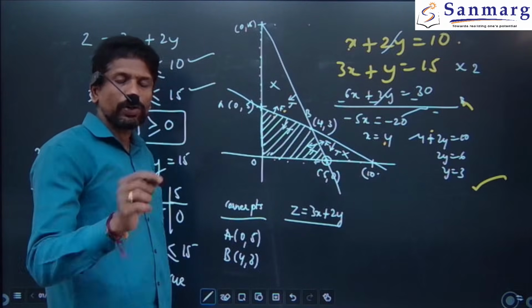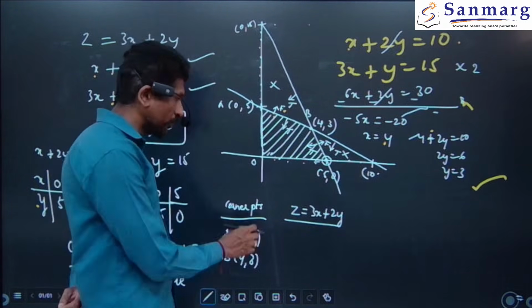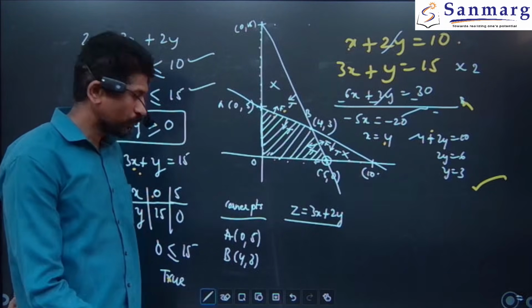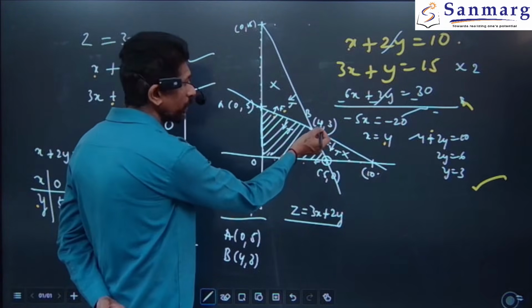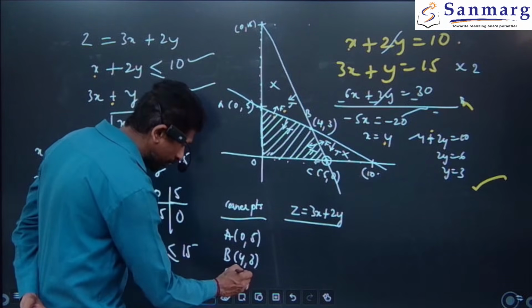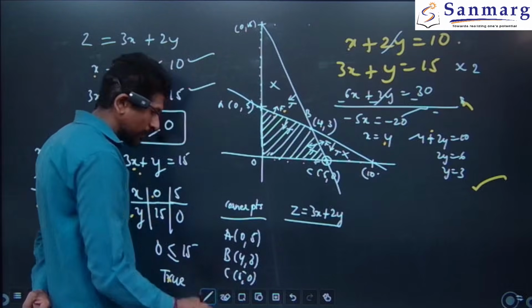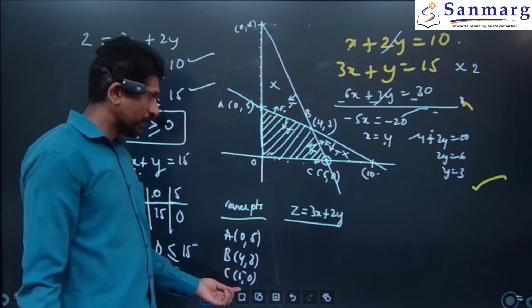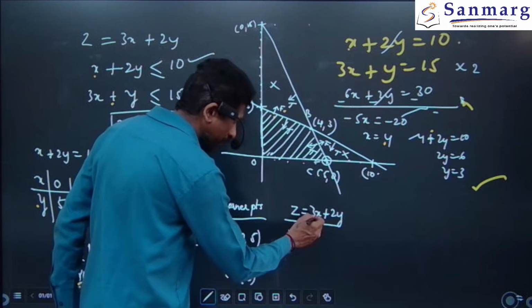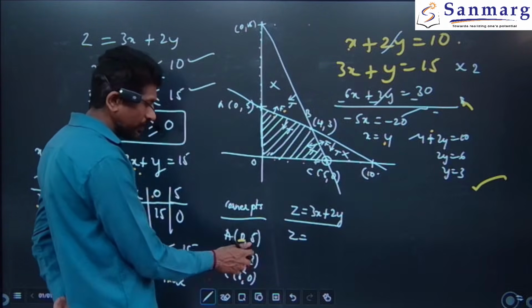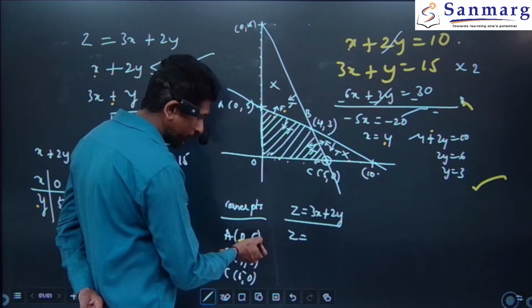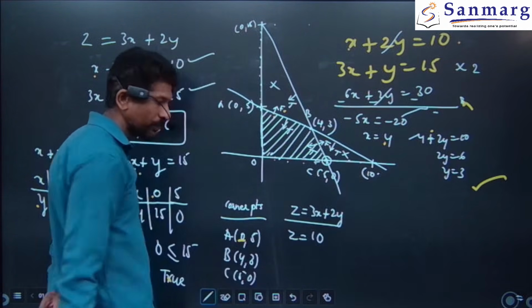If the corner points are correct, only then will you get the correct maximize and minimize values. So B point becomes (4, 3), and the C point is already known, that is (5, 0). Now by substituting these values in the objective function, z becomes 3x. Here x is 0, so 3 into 0 is 0, and 2 into 5 is 10. The first value comes to 10.